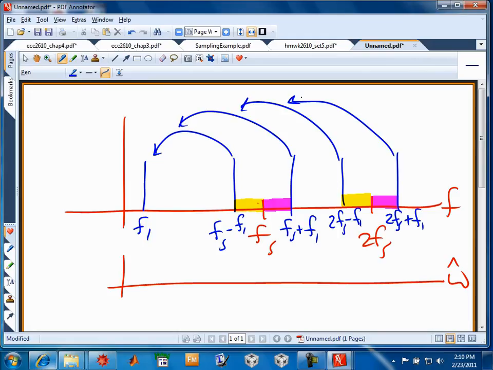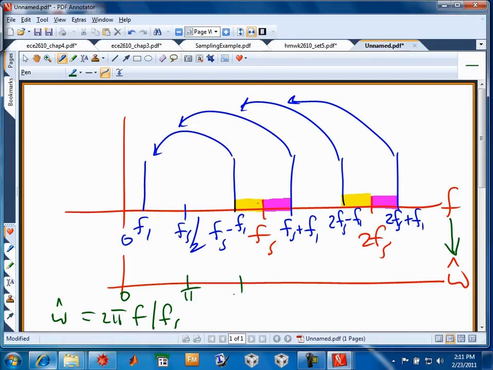And of course, the principal alias has to be something that lies on the interval 0 to Fs over 2. And if we go through the conversion formula, omega hat is 2 pi times F over Fs. So that's how we go from the frequency axis in hertz to the omega hat axis. Then Fs over 2 corresponds to pi, Fs corresponds to 2 pi, and 2Fs corresponds to 4 pi.